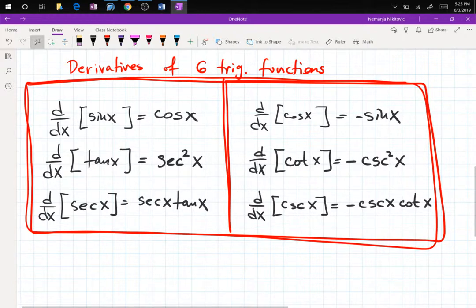Sine, cosine, tangent, cotangent, secant, cosecant. Do you see that their forms for their answers are always the same? You have a single trig function, a function squared, and then two of those functions, right? Do you see that symmetry? Great. Do you see that all of these are negative? So the derivative of the co-functions is all negative. You can start with cosine, cosecant, cotangent, right? They're all negative. The non-co ones are all positive.